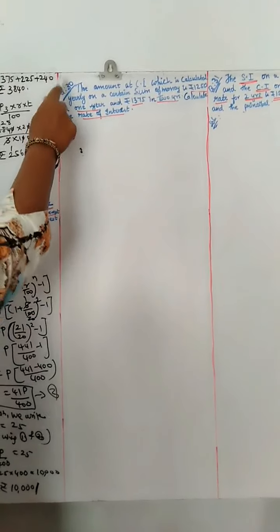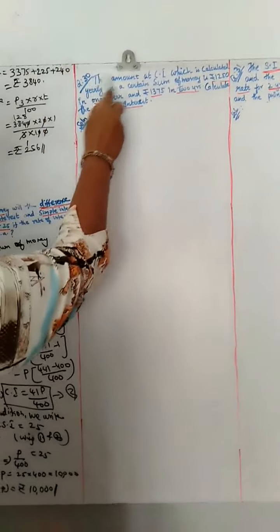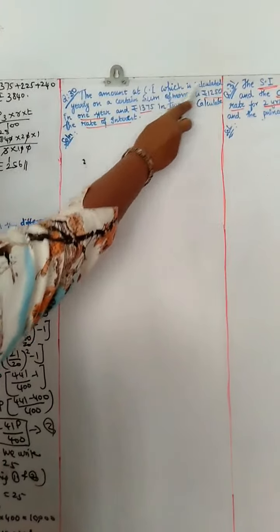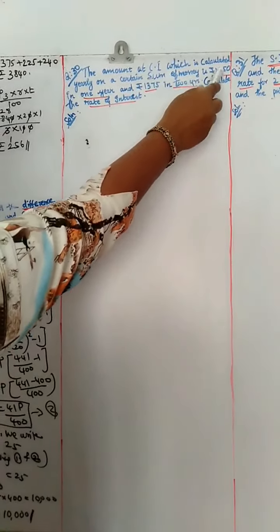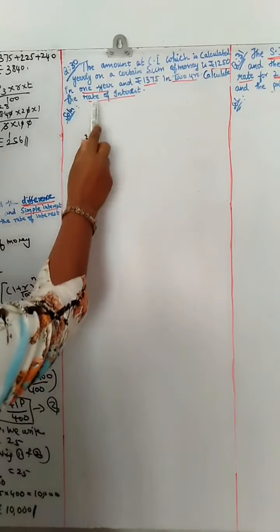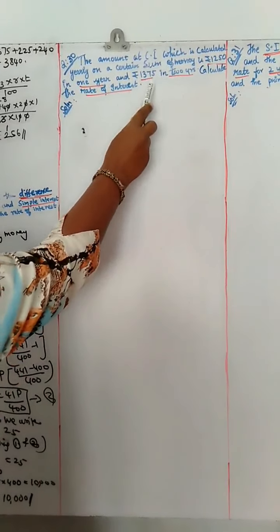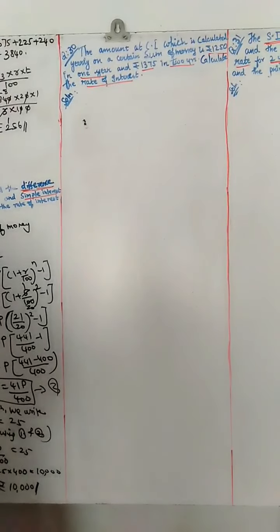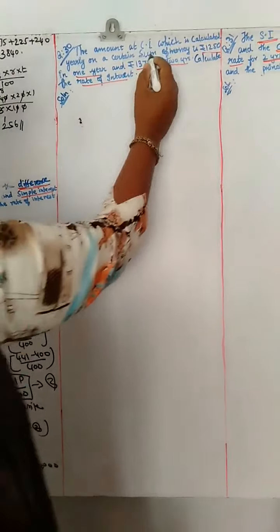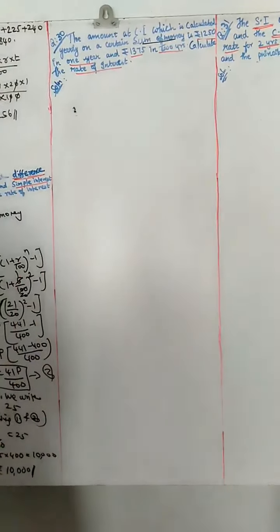Next question is question 30. The question is: the amount at compound interest, which is calculated yearly, on a certain sum of money is rupees 1,250 in 1 year and rupees 1,375 in 2 years. So we want to calculate the rate of interest here. And a certain sum of money is given here, so we don't know what the principal itself is.